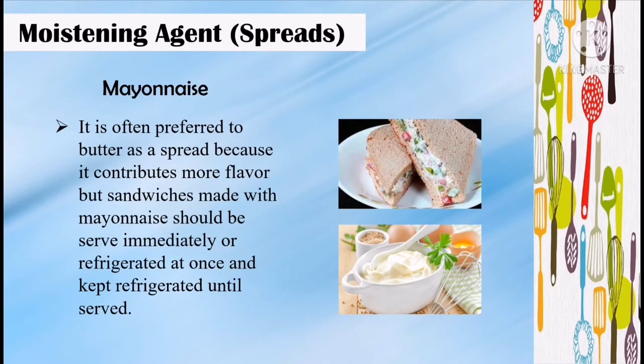Next is mayonnaise. Mayonnaise is the most popular sandwich spread. It is often preferred to butter as a spread because it contributes more flavor. But sandwiches made with mayonnaise should be served immediately or refrigerated at once and kept refrigerated until served.